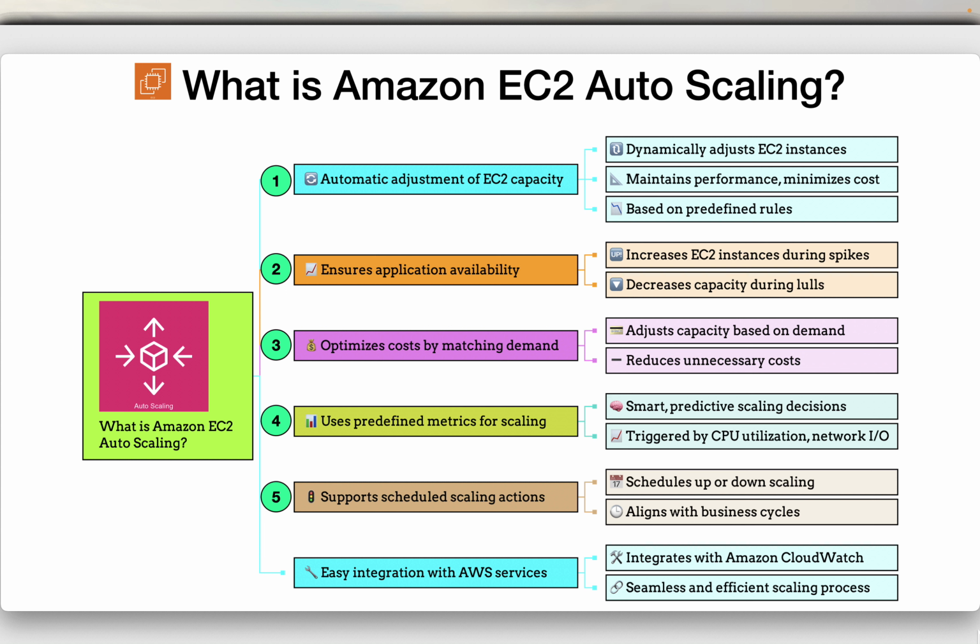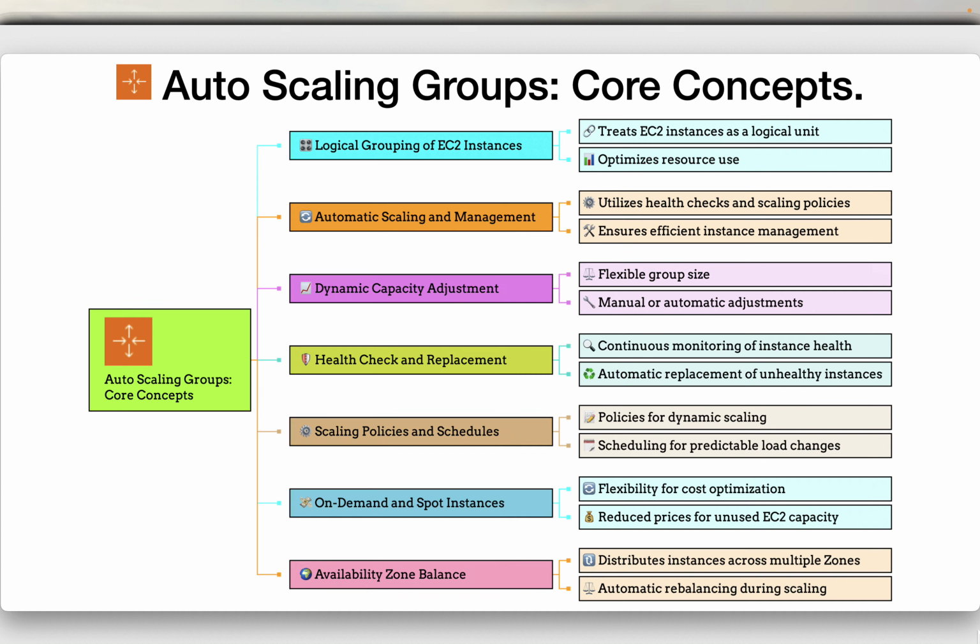Fifth, supports scheduled scaling actions. You can schedule specific times to scale your application up or down, aligning with business cycles and predictable load changes. Sixth, easy integration with AWS services. Amazon EC2 auto scaling integrates with other AWS services like Amazon CloudWatch for monitoring, allowing for seamless and efficient scaling process.